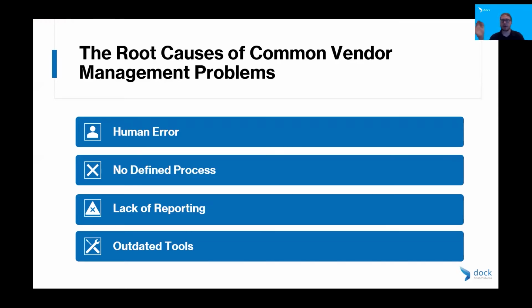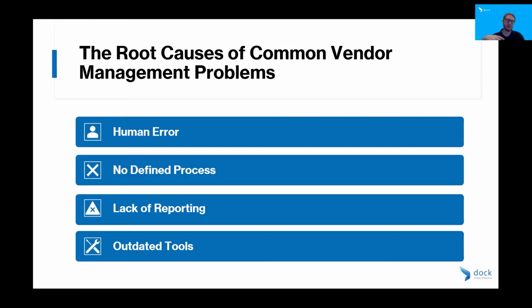If you have any process that involves people, there's going to be mistakes that pop up. Unfortunately, to be human is to err. The next defined route is no defined process. So not having things written down, not having steps that people in your organization follow for procurement, for tracking vendors, and for the renewal/expiration.